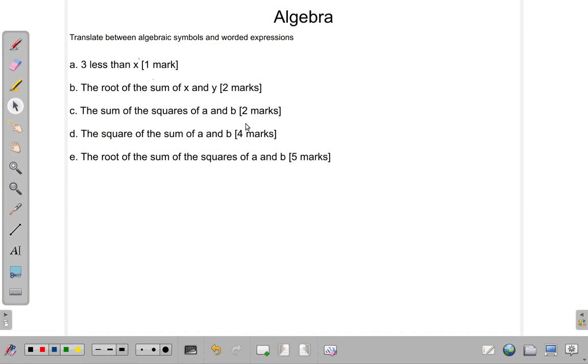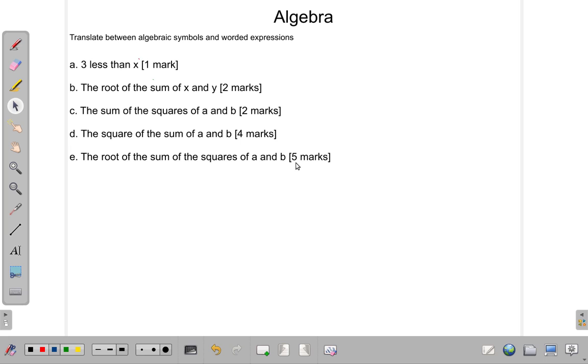Welcome back to mathematics class, and we're continuing looking at algebra. Here we're continuing translating between algebraic symbols and worded expressions, where we're translating some worded expressions into algebraic symbols. I have 5 pieces of activities for you to do here, and you have A, B, C, D, and E.